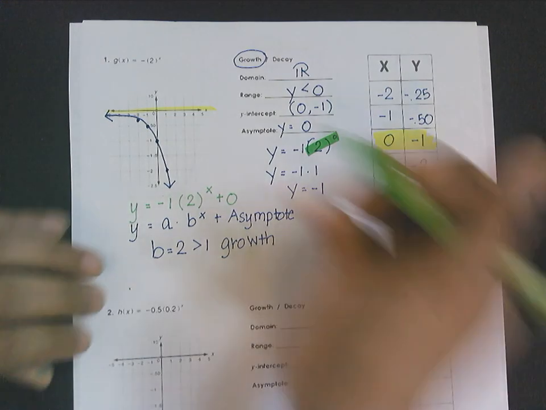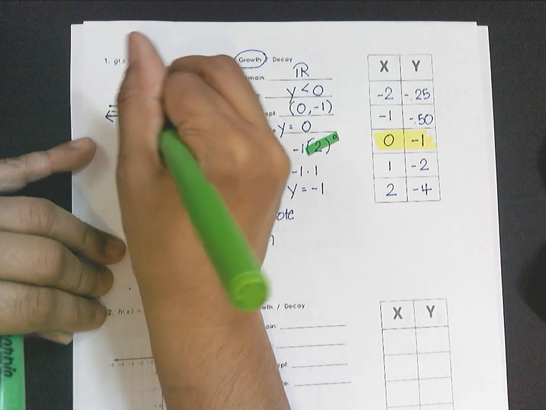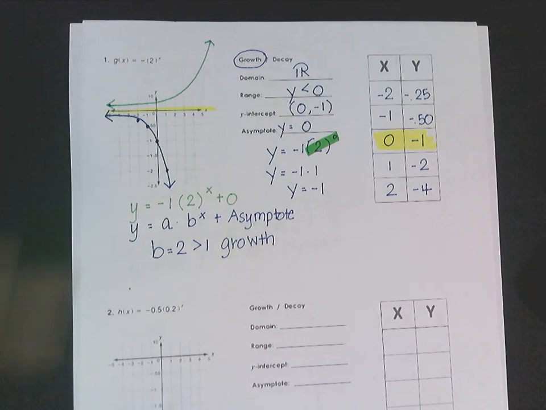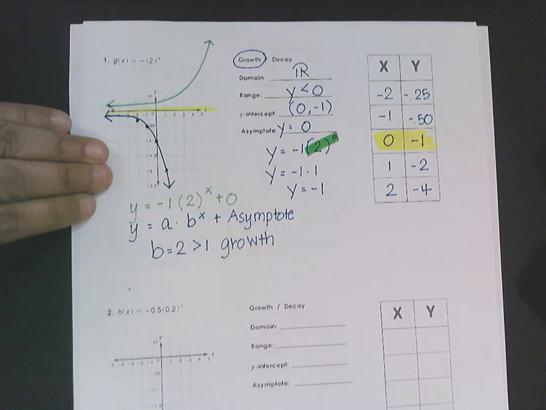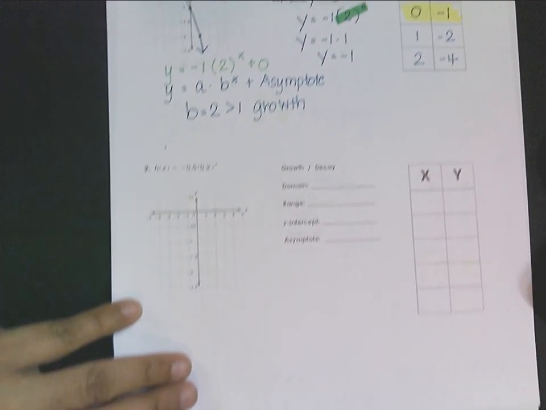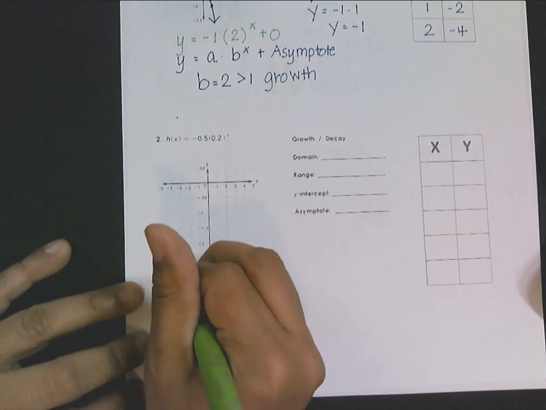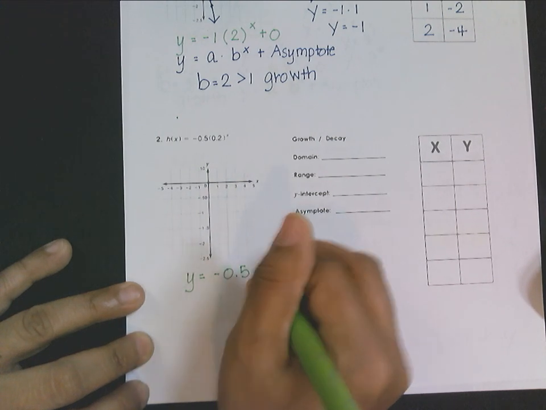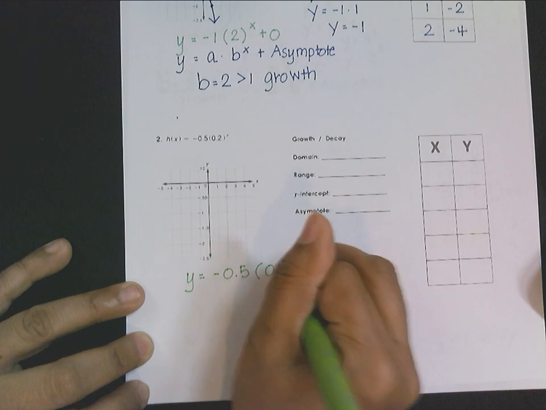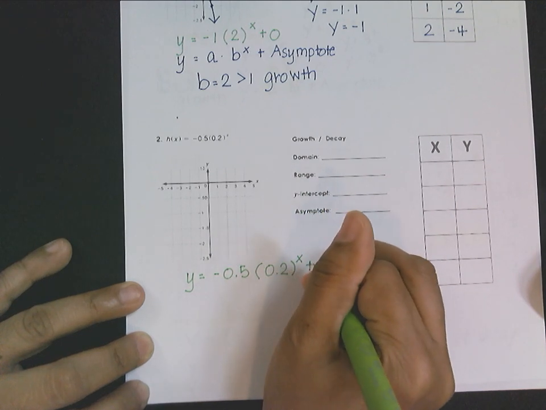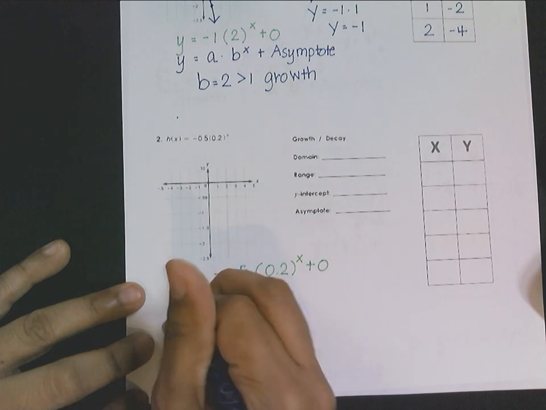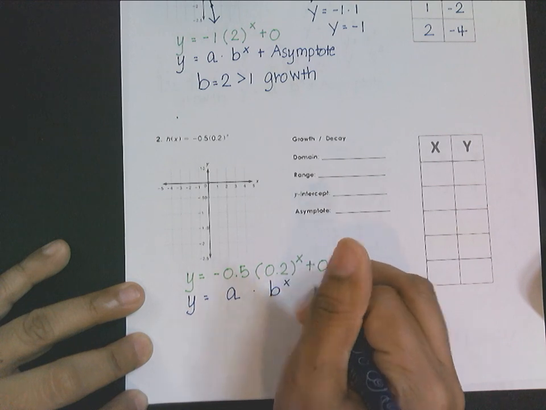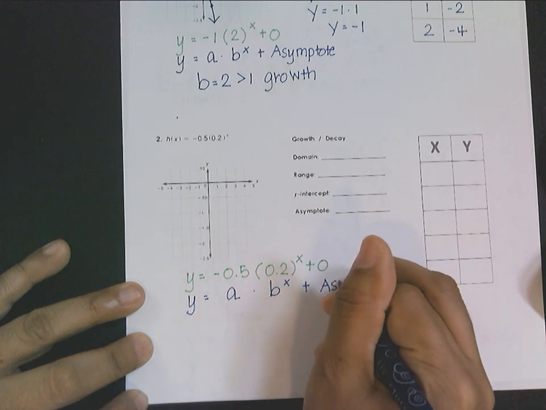Now if you remember, your growth graph usually looks like this. But if it's a reflection, then it's going to flip and it's going to look like that. I'm going to do a decay one real quick. So again, y equals -0.5 times 0.2 to the power of x plus 0. And the reason is so that way y equals a times b to the power of x plus your asymptote.